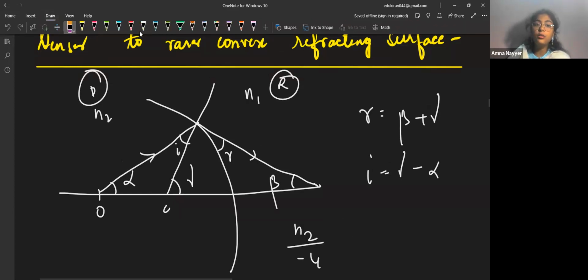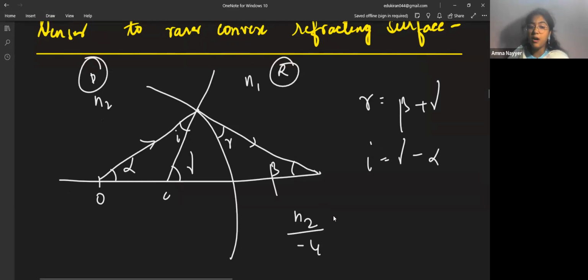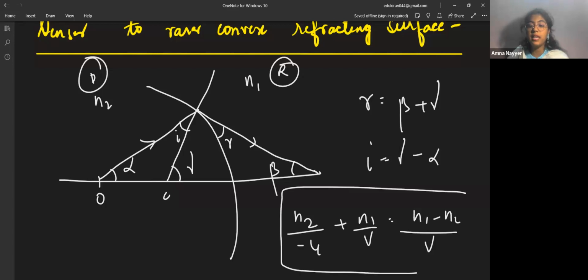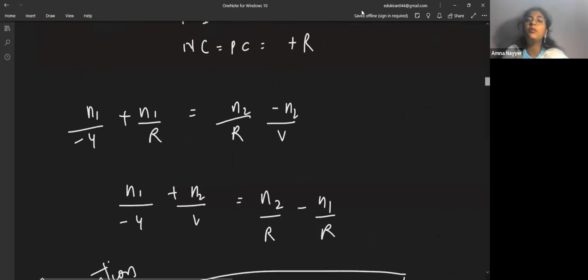Your ultimate answer will be N2 by minus U plus N1 by V equals N1 minus N2 by R. Try this question, the final answer. This derivation is part of your syllabus. It's not something extra which I am dealing with. Proper sign convention will be used here. You will do this derivation yourself. Write it down, and wherever you get stuck, let me know.